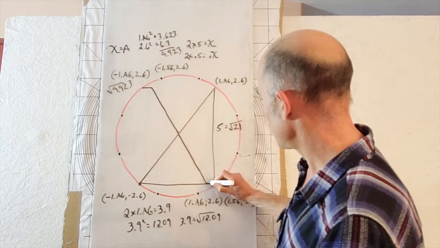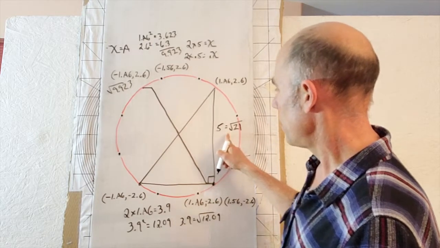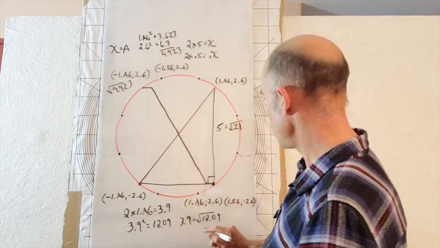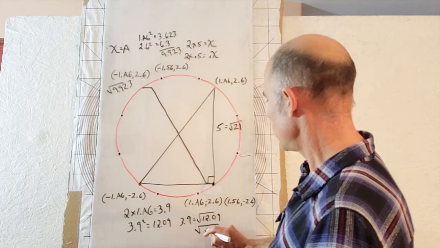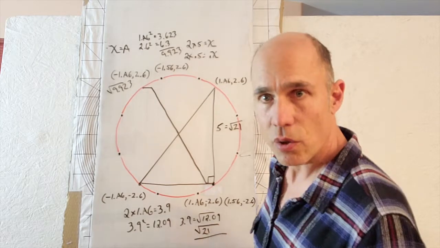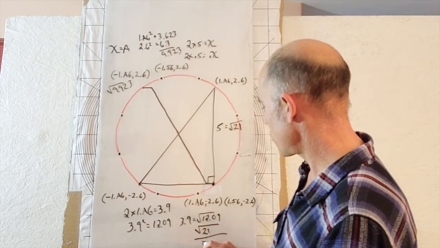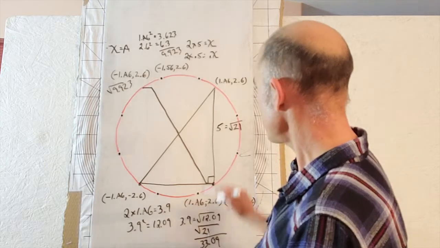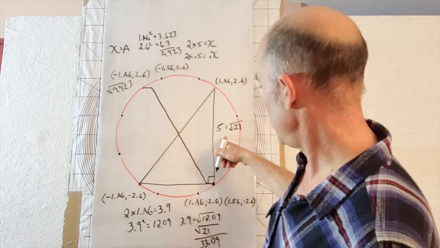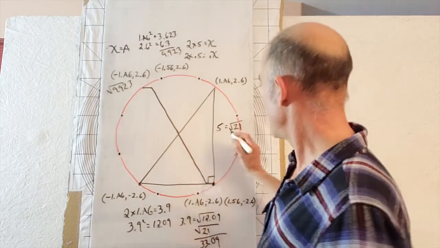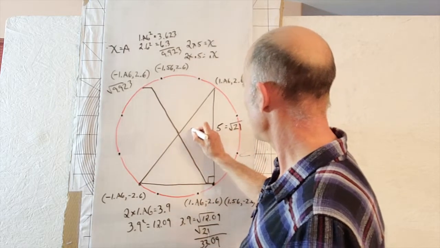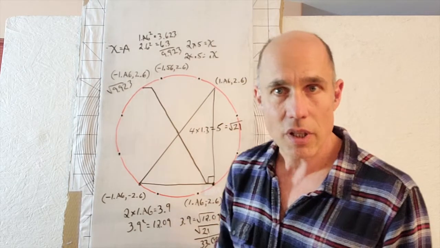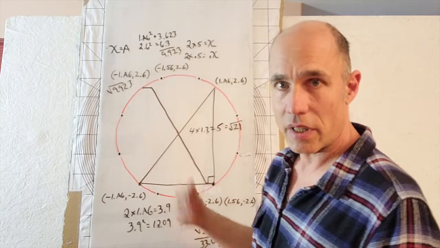So we got a right angle triangle here. A squared plus B squared. So that's square root of 21. I'll put that underneath here. Square root of 21 plus the square root of 12.09 is 33.09. So what's interesting about this is that 4 times 1.3 equals 5. Again, in base 12.